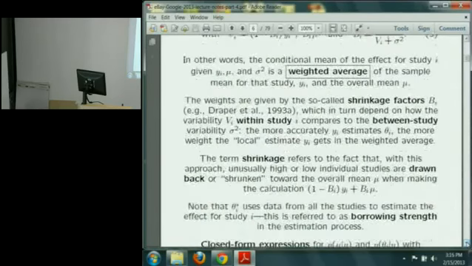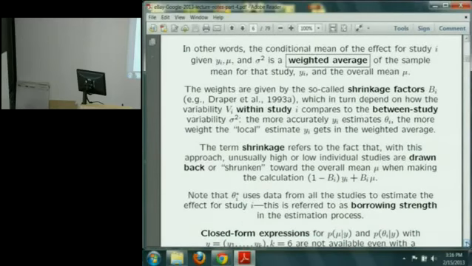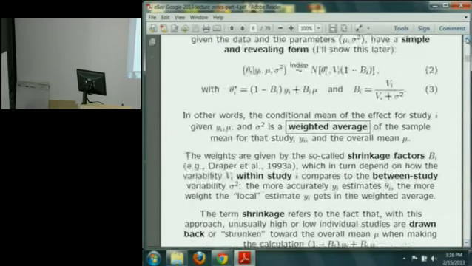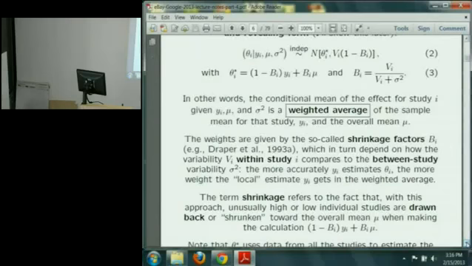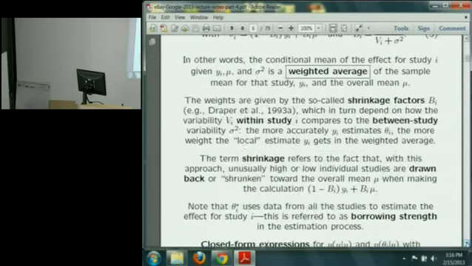Okay, another name for this is shrinkage estimation. Because what's happening is, since these weights are numbers between 0 and 1, therefore, of course, less than 1, each of the individual y sub i's are going to be pulled toward the grand mean by an amount that's greater or larger depending on this number sigma squared. And so these are called shrinkage factors, and then the resulting theta i stars are called shrinkage estimates. And what's happening is that unusually high or low individual studies get drawn back toward the overall mean, or shrunken toward the overall mean, in that weighted average calculation.